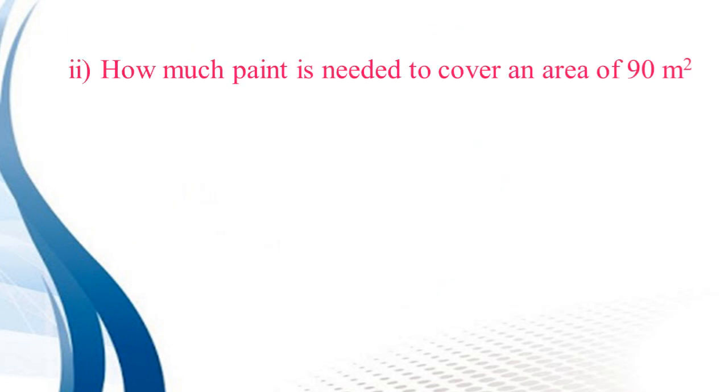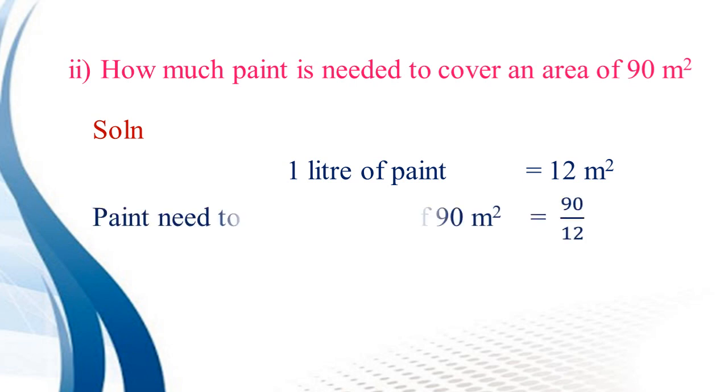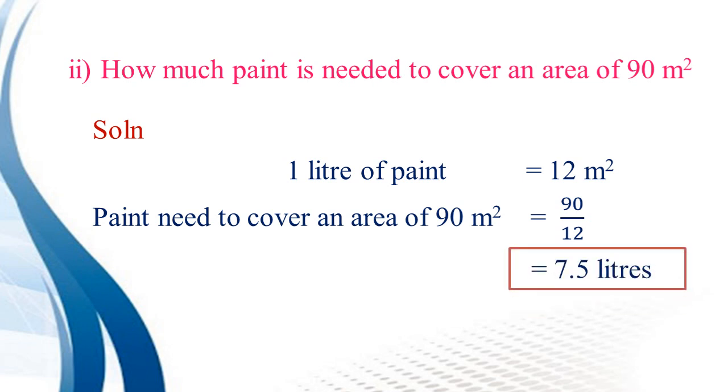How much paint is needed to cover an area of 90 meters squared? 1 liter of paint equal to 12 meters squared. Paint needed to cover an area of 90 meters squared means 90 divided by 12. When you divide, you will get 7.5 liters.